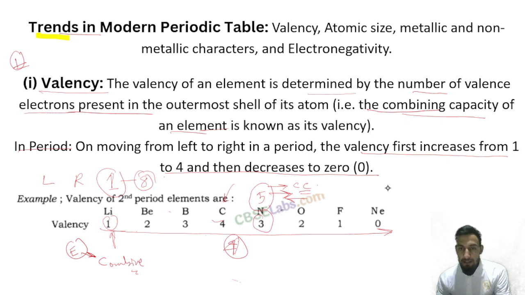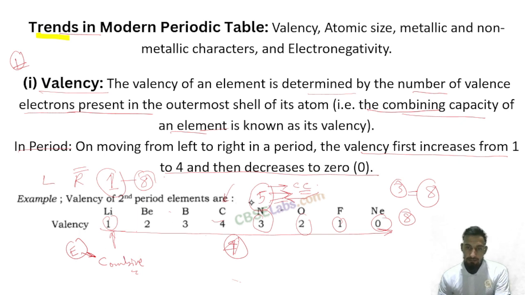It is 3. Why? It will take 3 electrons plus these 5, it will make its octet complete, and we will say that this has the complete electronic configuration of a noble gas. Similarly, oxygen has 6 electrons in its outermost shell, it takes 2, fluorine has 7, it takes 1, and neon has already 8 electrons because it is a noble gas. So the valency is determined by the outermost electrons and it increases from 1 to 4 and then decreases from 4 to 0. This was along a period.